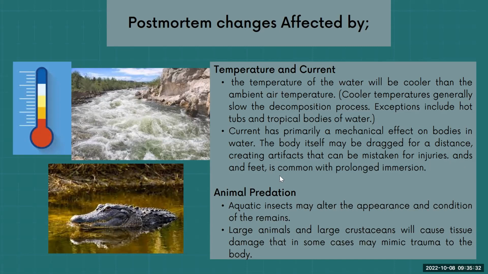Next is animal predation. Aquatic insects may alter the appearance and condition of the remains. Large animals and large crustaceans will cause tissue damage that in some cases may mimic trauma to the body.